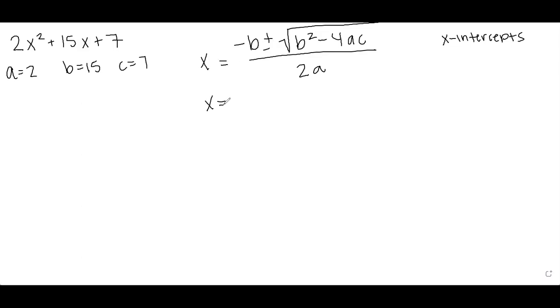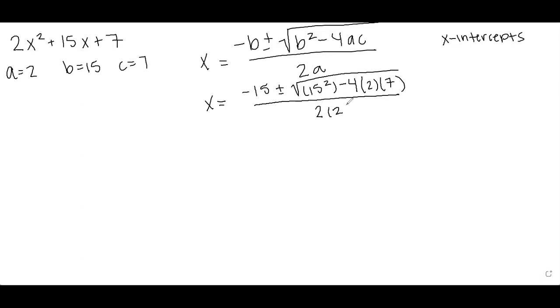So x equals negative 15 plus or minus the square root of 15 squared minus 4 times 2 times 7, all divided by 2 times 2.